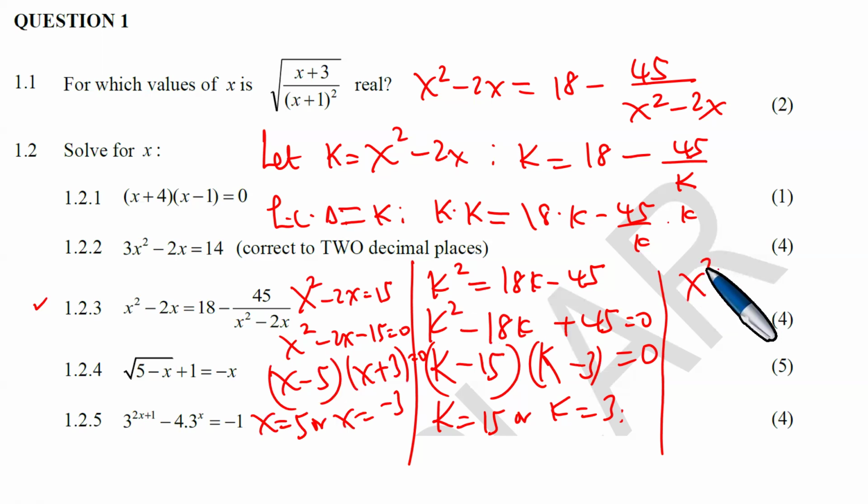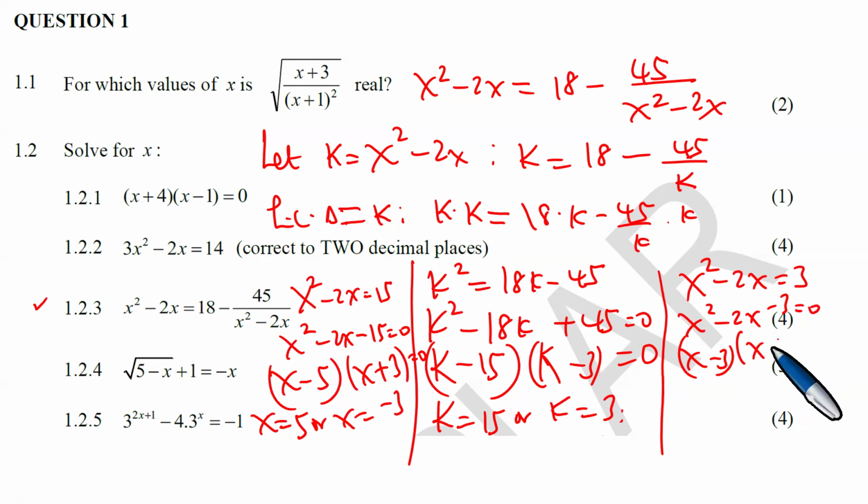So x squared minus 2x equals k, but k is 3, which means you have x squared minus 2x minus 3 equals 0. And this is going to become x minus 3, x plus 1. These are the factors, giving you x is 3 or x is minus 1.